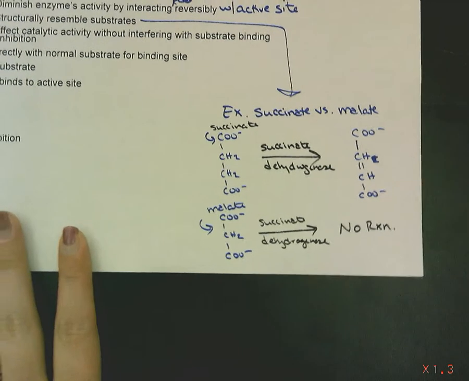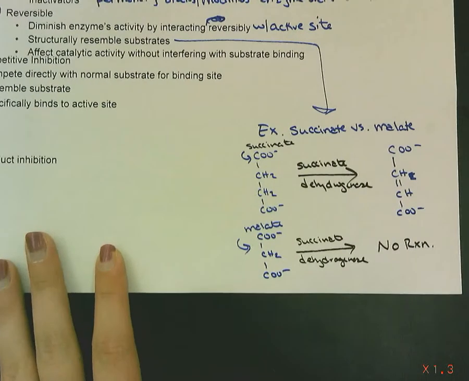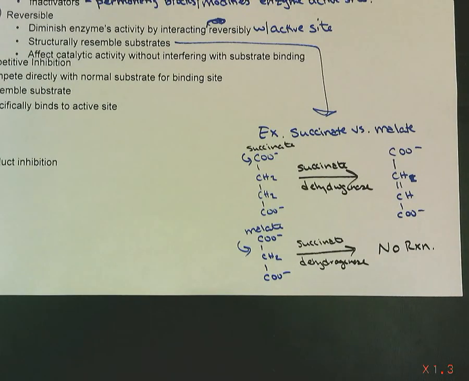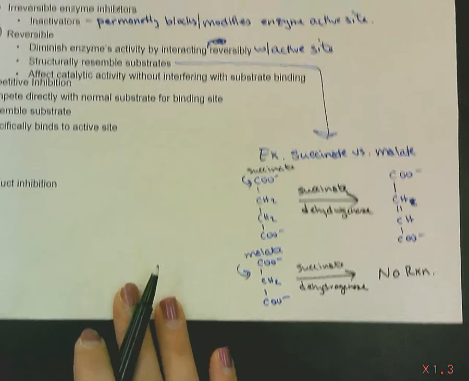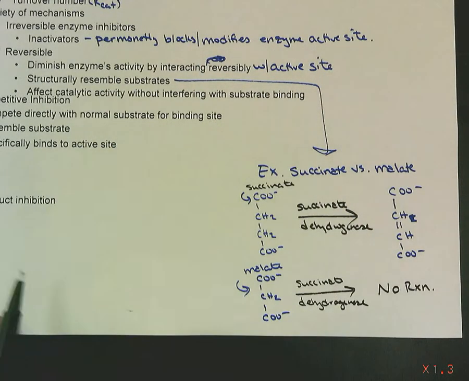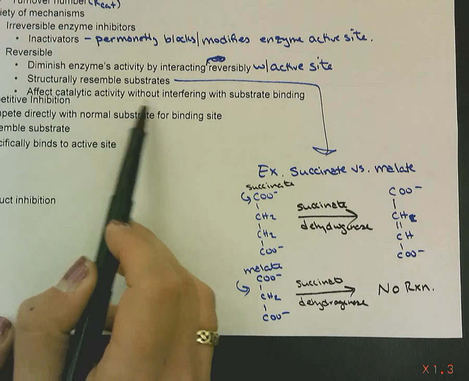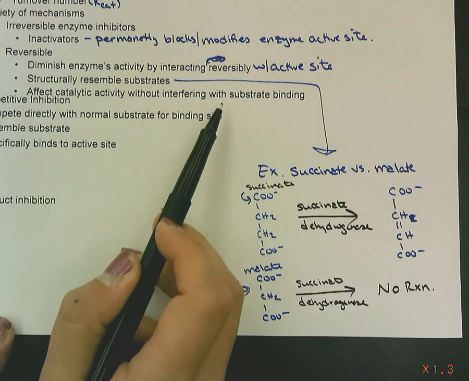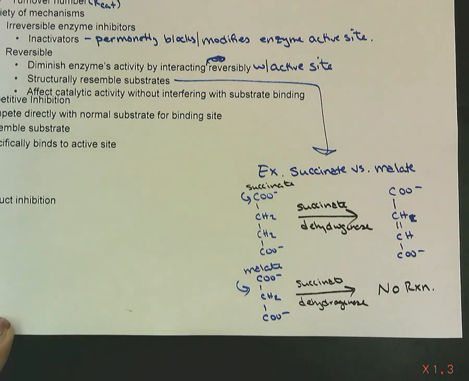The other thing about reversible inhibitors is that they affect the catalytic activity without interfering with substrate binding. So, unlike the irreversible, where irreversible permanently modifies the enzyme active site, reversible does not affect the active site in a way that can't be undone. So there's three types of reversible inhibitors.